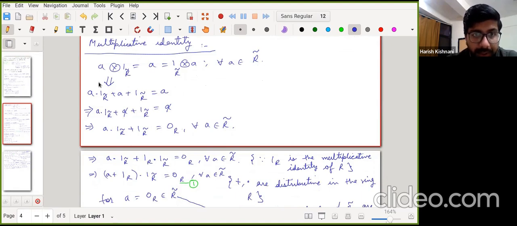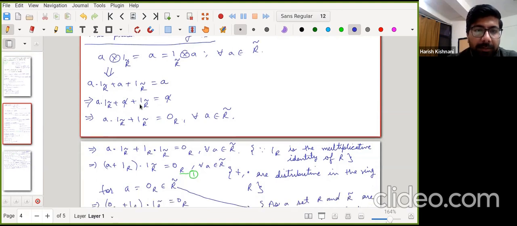Now this A can be cancelled out with this A, because the addition is in the original ring, and there we can do the cancellations. So we have A dot 1 of R delta plus 1 of R delta. Now there is nothing on the right hand side, so here we have the 0 of the original ring. I'm writing 0 of R, and this should happen for all A in R delta. If 1 of R delta has to be an identity, then it should satisfy this relation for all A in R delta.